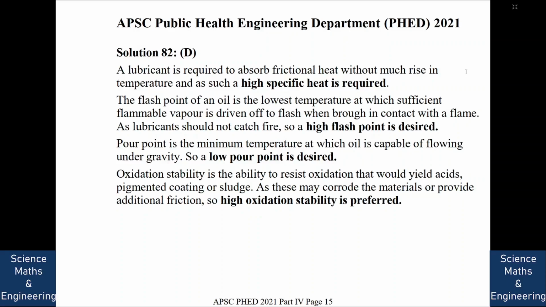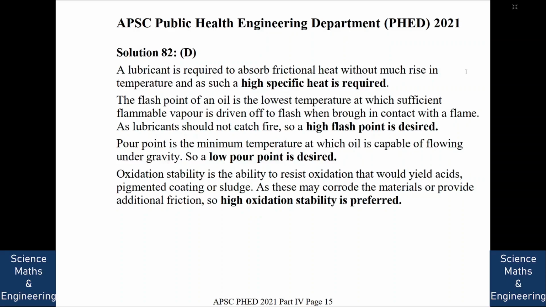If a lubricant has a low flash point, that means if the temperature rises even a little bit, there will be a sufficient amount of flammable vapor to ignite a fire. So a high flash point is desired. Then pour point is the minimum temperature at which oil is capable of flowing under gravity. So pour point should be low so that our oil flows.